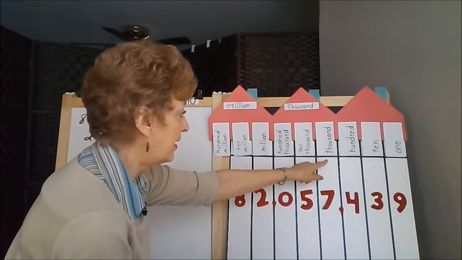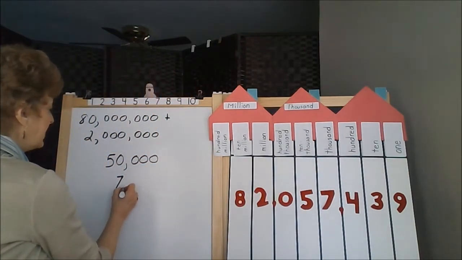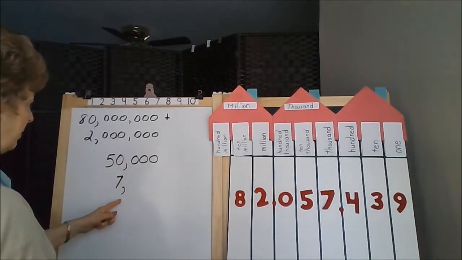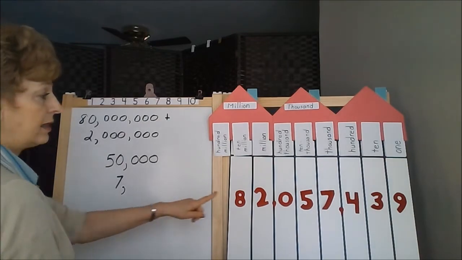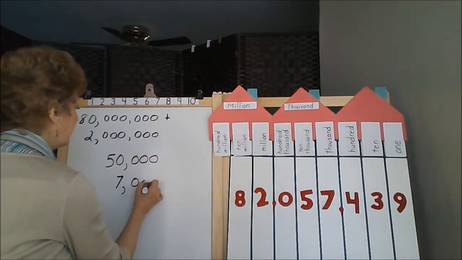7 is in the thousands column, so we need a 7 here in the thousands place with a comma. Notice that all my commas are lined up, and then 3 zeros to hold the place of the first house.